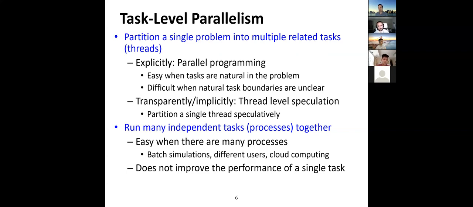So it's very easy when there are many processes. You can do different types of batch simulations using all forms of cloud computing services. It's a very good fit for that. So when it works, it's amazing. The problem is that it doesn't really improve the performance of a single task. So if you have a single-threaded application that you care about, and you have neither batching nor different users nor this big cloud computing case, none of that is applicable to you. Okay. So those are the key things that exist.